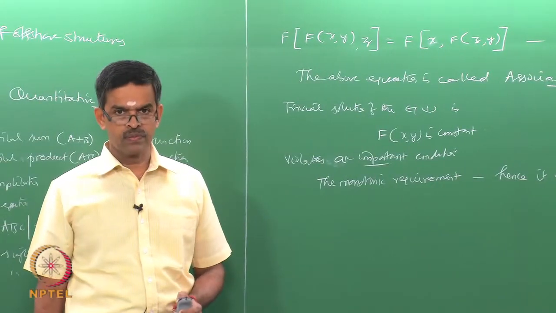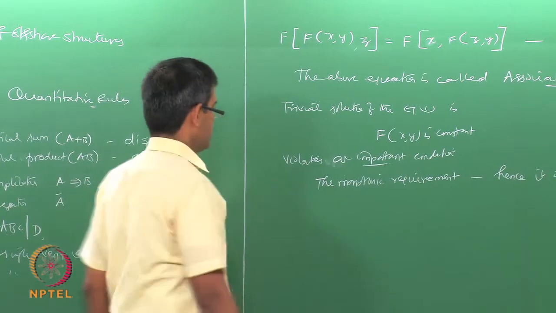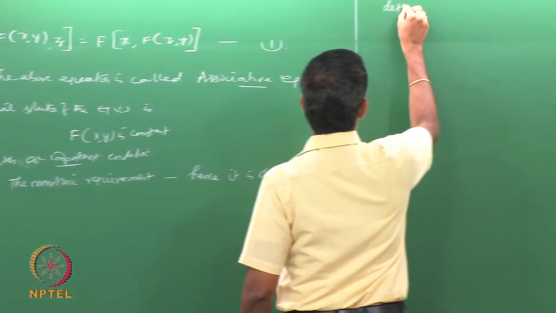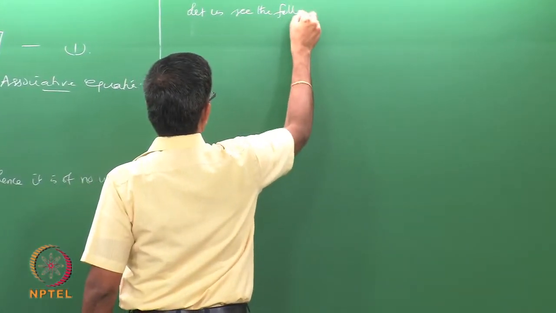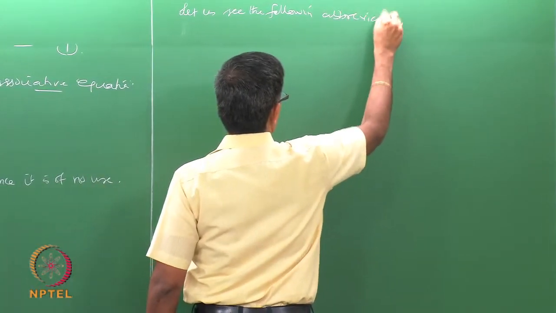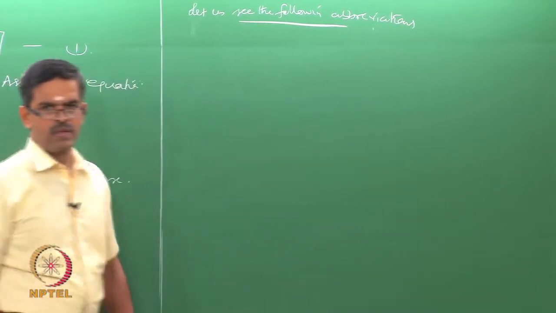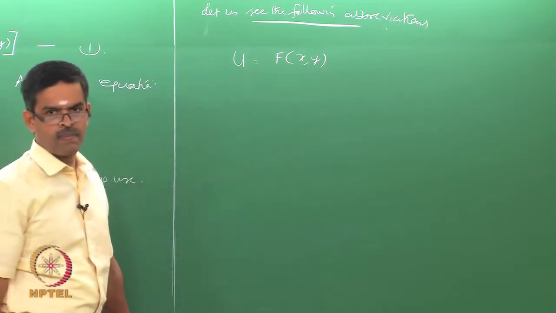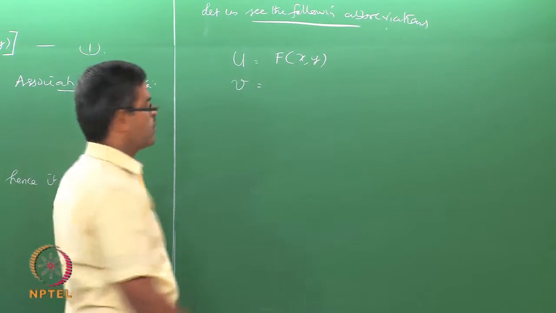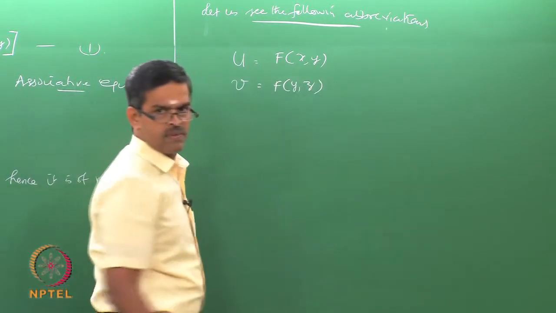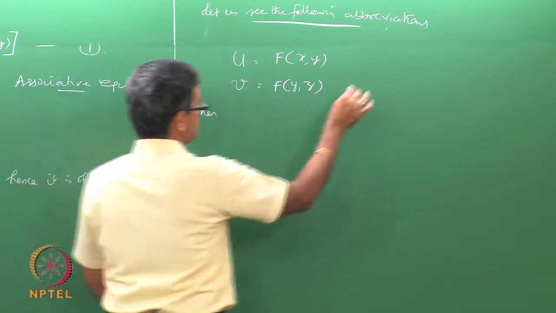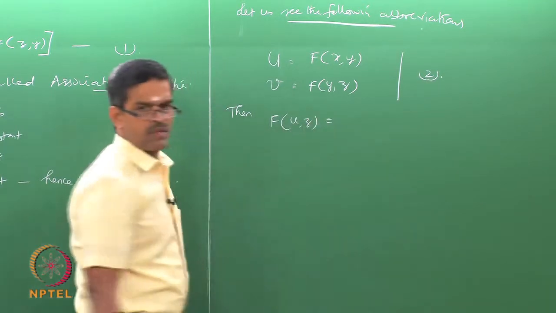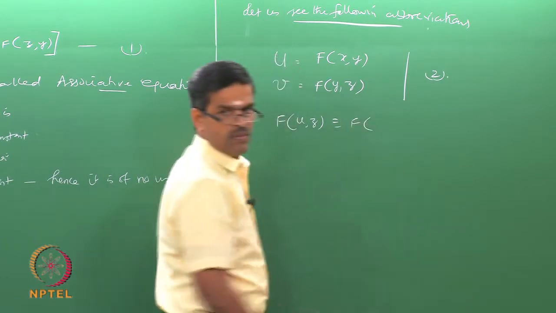Then what shall we do? Let us look at the following abbreviations. Let u be expressed as f of xy, let v be expressed as f of yz, and then f of uz can be expressed as the same as f of xv.